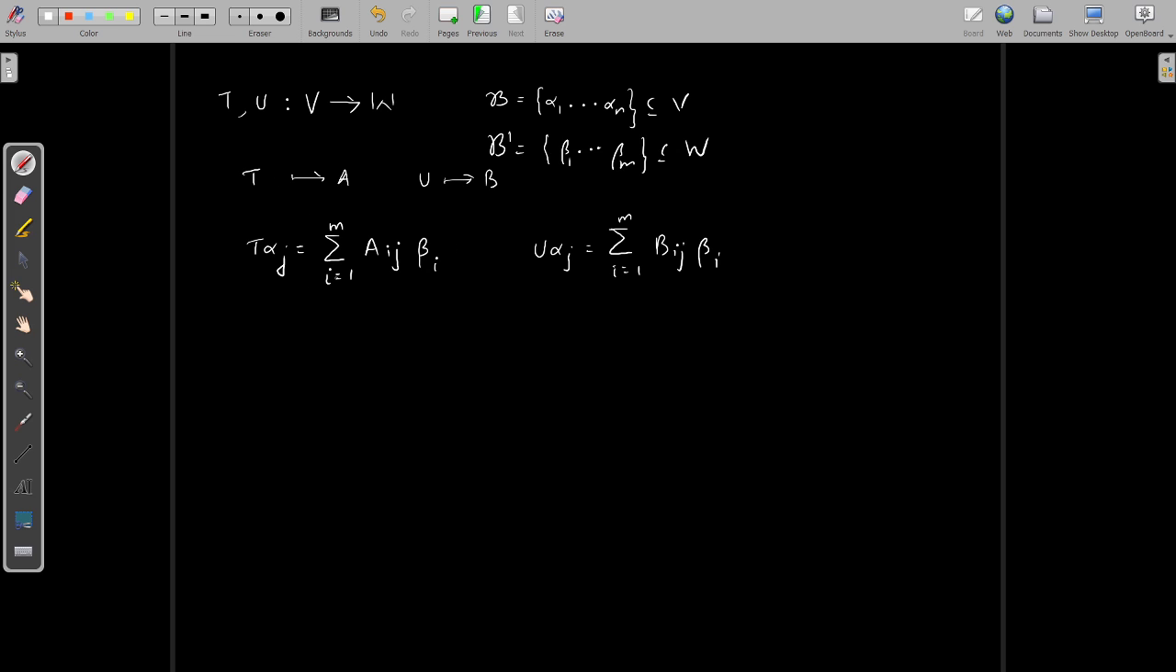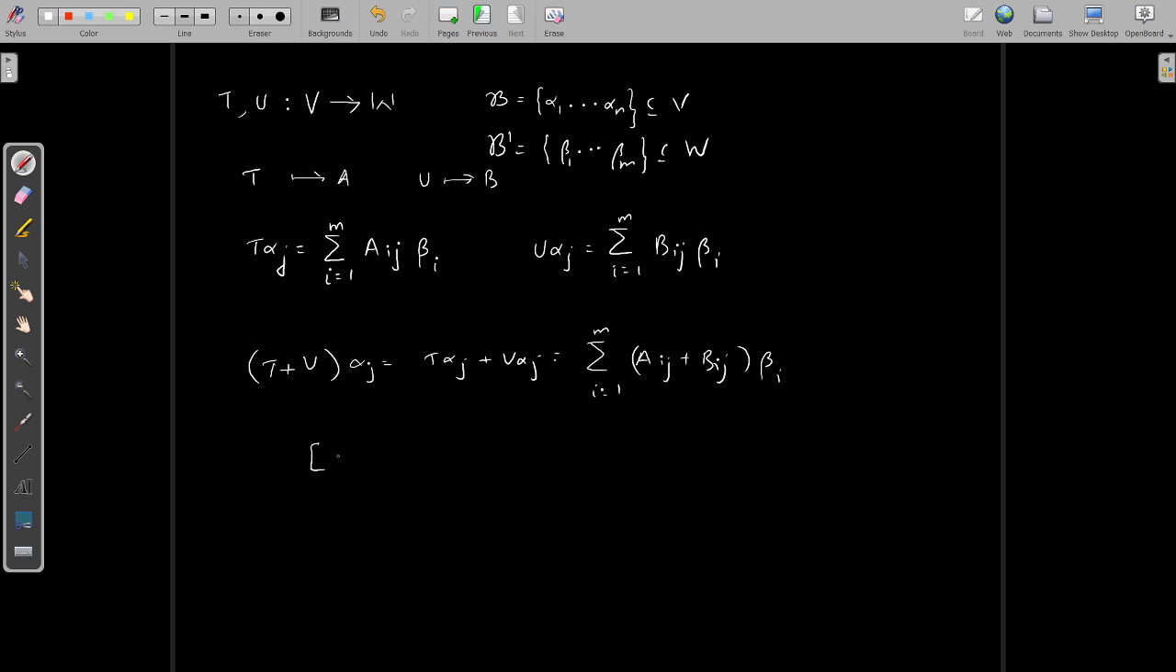Now you define T plus U using the algebra of linear transformations. Then how do you find the matrix of T plus U? In order to find it, you need to evaluate (T plus U) of alpha j. That can be written as T alpha j plus U alpha j, and correspondingly as the summation over i equal to 1 to m of (a_ij plus b_ij) times beta i. So this defines the matrix of T plus U.